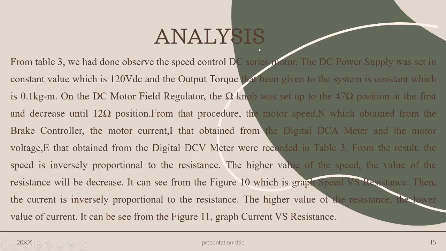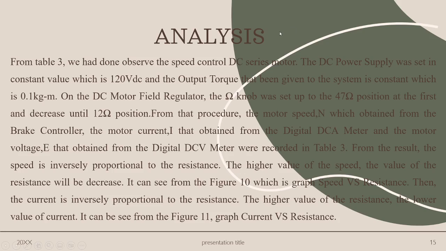From the result analysis from the table, we observed the speed control of the DC series motor. The DC power supply was set to a constant value, which is 120 VDC, and the output torque given to the system is constant, which is 0.1 kilogram per meter.